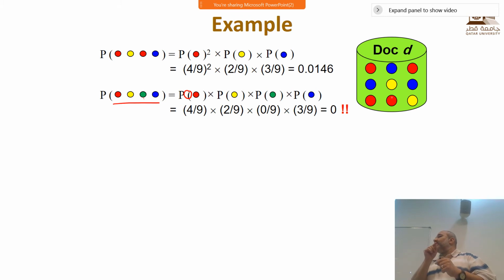But the 0 is not only for that term. Now the 0 is for that sequence. For the whole sequence, right? 0 is the probability of generating that sequence from that document, and that's because the probability of observing that specific term in that document is 0. Is that correct? That the probability of having this term, just because it didn't appear in the document, should be 0?